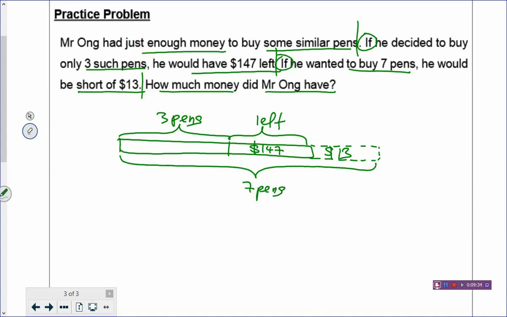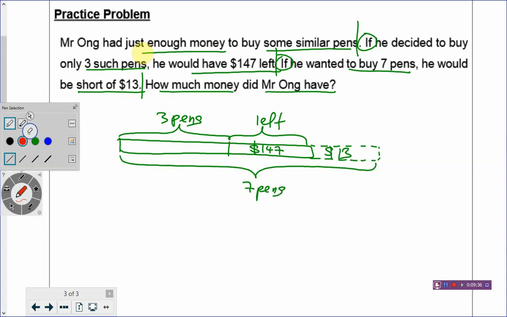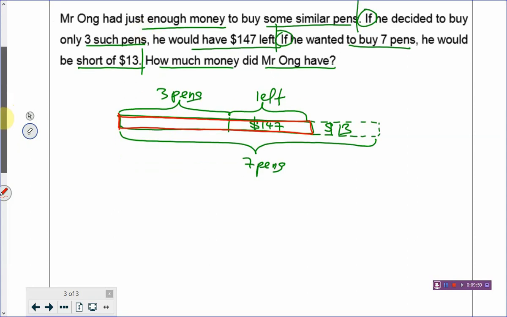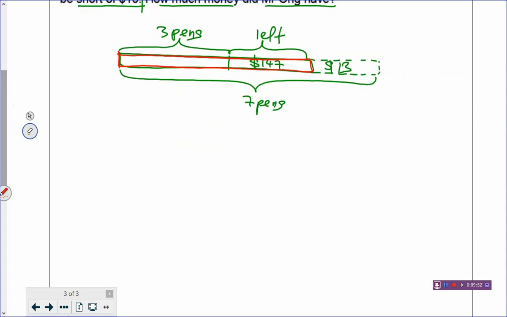Now, how much money did Mr. Ong have? Which means that you have to find the original rectangle that you drew. How much is this original rectangle? How much is Mr. Ong's money, which is what you drew at first? Let's try to work it out. You look at the model, and if your model is fantastic, you don't need to look at the problem actually. You just study the model.